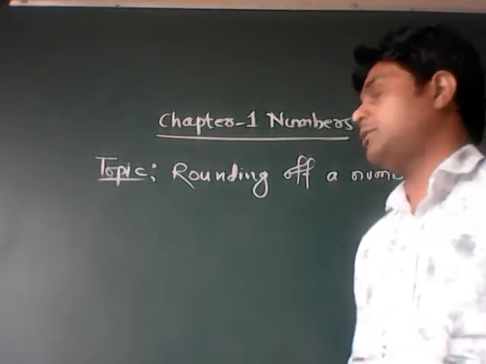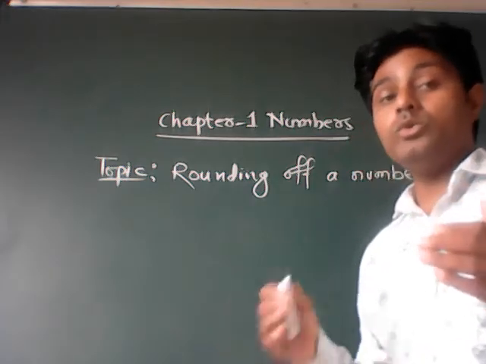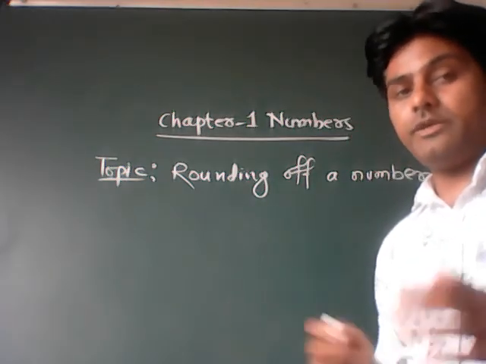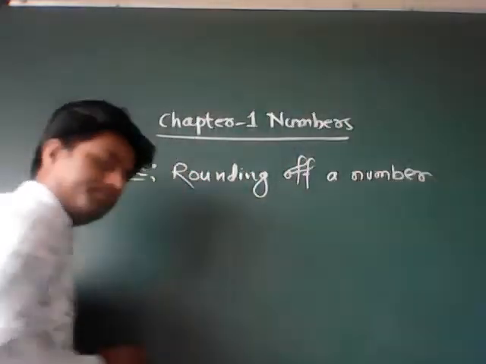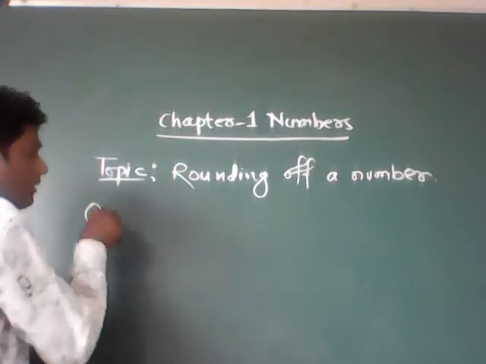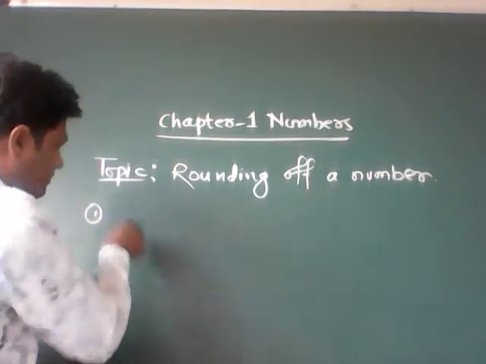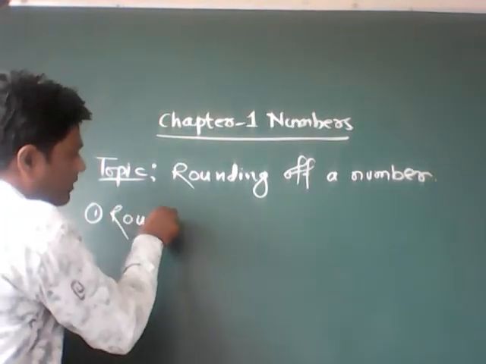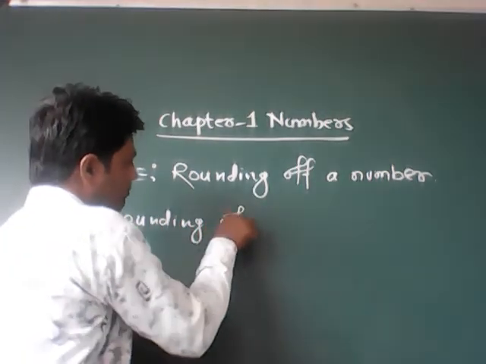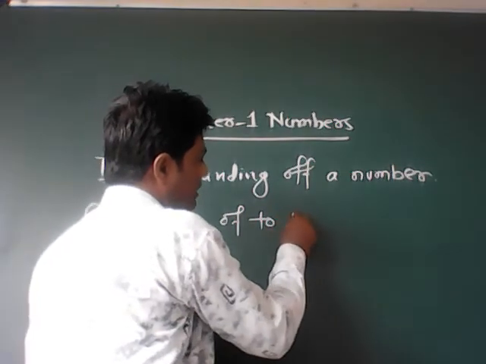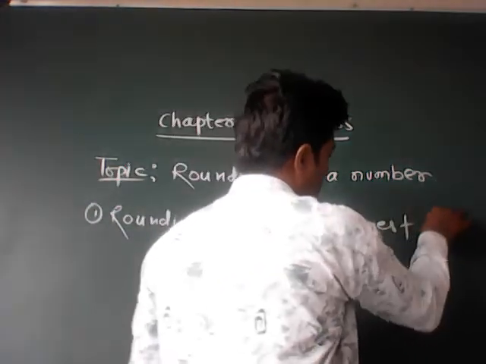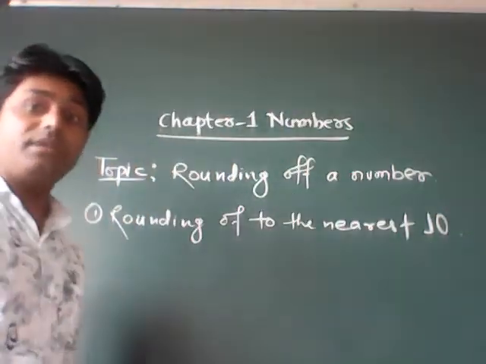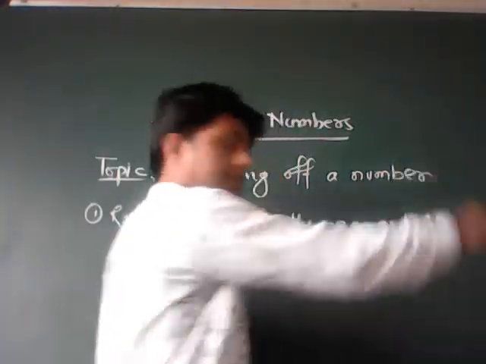Now, how to do it mathematically? We are going to see examples of rounding off. The first one is rounding off to nearest 10. Nearest 10, what does it mean? I'm telling you.